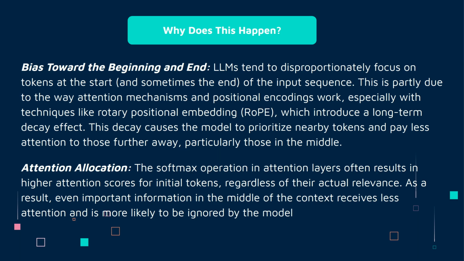So they suffer from this due to the attention mechanism, which gives more attention to tokens at the beginning and sometimes at the end. That's where LLMs might end up forgetting things in the middle, which is called lost in the middle. As for attention allocation, the softmax operation in attention layers often results in higher attention scores for initial tokens regardless of their actual relevance. So it gives more attention to tokens at the beginning and ends up ignoring the ones in the middle and sometimes at the end. So that's one of the reasons why we have lost in the middle.